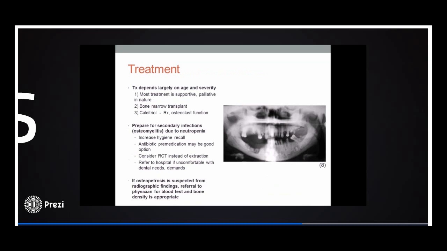The course of treatment largely depends on the severity of the case. Most times the patient has mild symptoms and treatment is supportive in nature. In more severe cases, however, a marrow transplant or an osteoclast-stimulating drug may be beneficial. From a dental perspective, it is important to recognize the inherent risk of osteomyelitis. Thus, excellent hygiene and preventative measures like premedication and root canal therapy instead of extractions may be necessary.